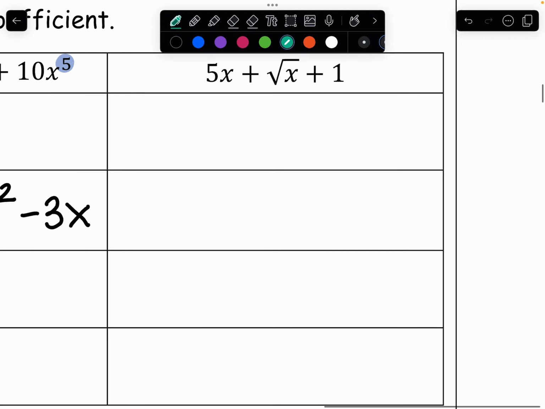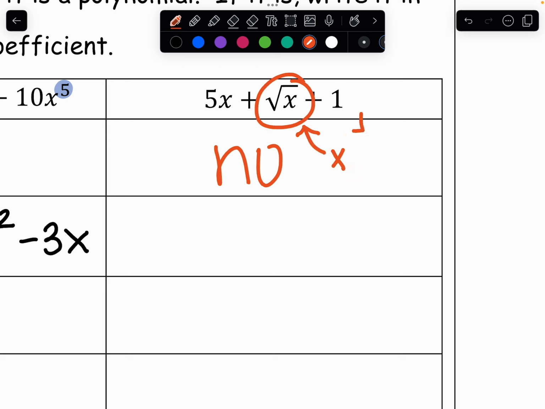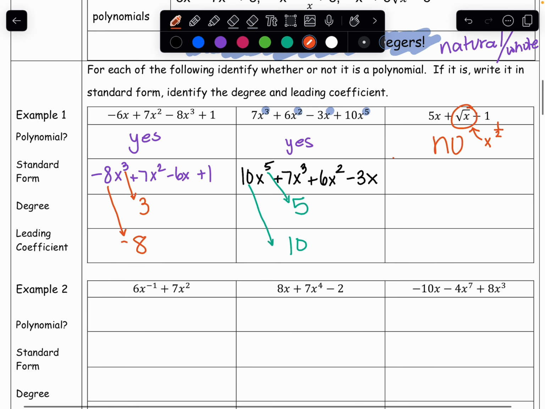Again, this is where we're getting these answers. Okay, our last problem. So this is not a polynomial because this right here, if we rewrote it as a fractional exponent, would be x to the 1/2. It is not a positive integer or a positive whole number. And so that is not a polynomial, so we can't do anything else.